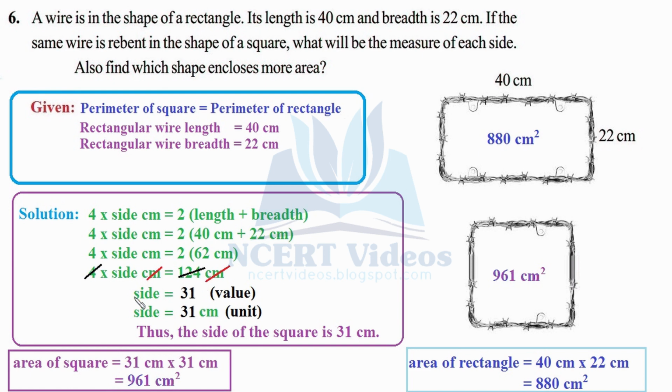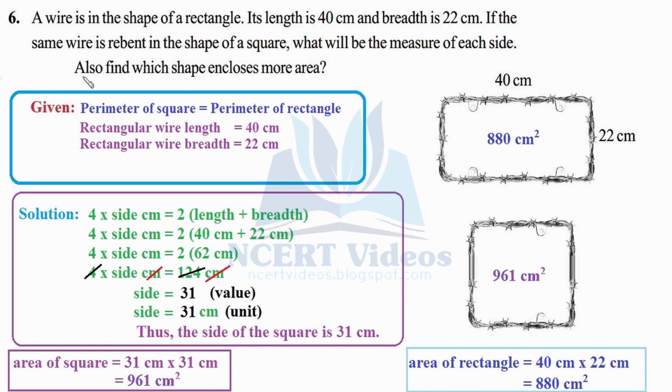So when we write side equals 31, it is just the value. This 31 gives no meaningful data. But as we write units with it, that is centimeter, we know that it is referring to some length, because it is one dimensional. That is, it is not square. Therefore, it is a length, and that was the required side also. Thus, the side of the square is 31 centimeter. So the first part is done, that we have found the measure of each side.